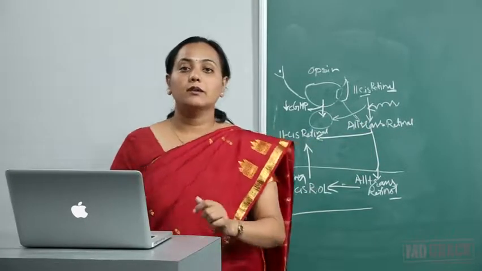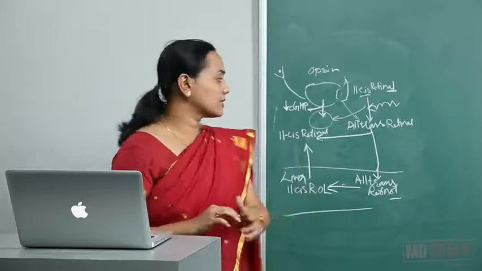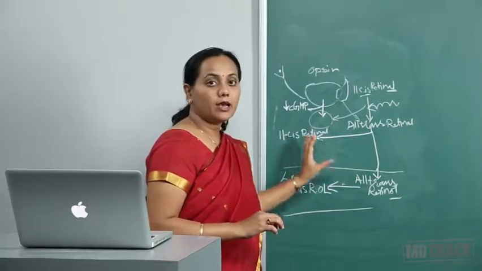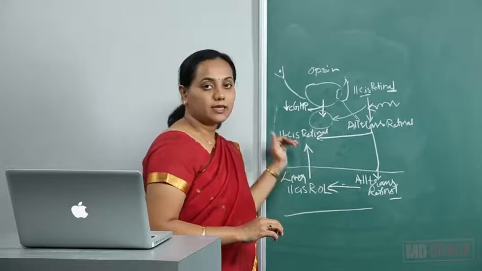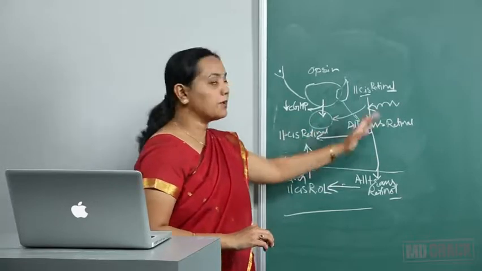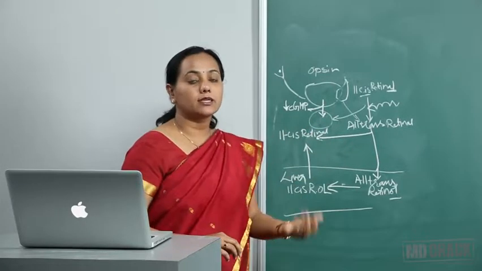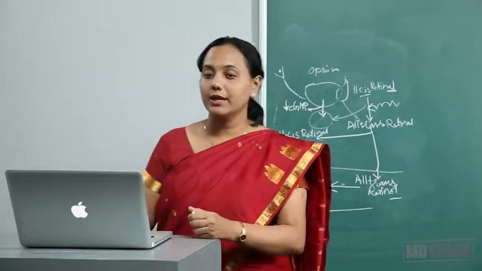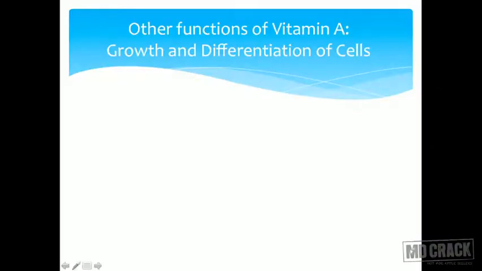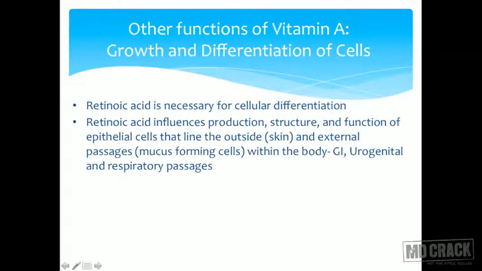Now what are the other functions of vitamin A? Let us look at this. This is its function in vision, where all this is taking place. So Wald's visual cycle plus its conversion is taking place. Now let us look at the other functions of vitamin A. Vitamin A is involved in growth and differentiation of cells. Retinoic acid is necessary for cellular differentiation.